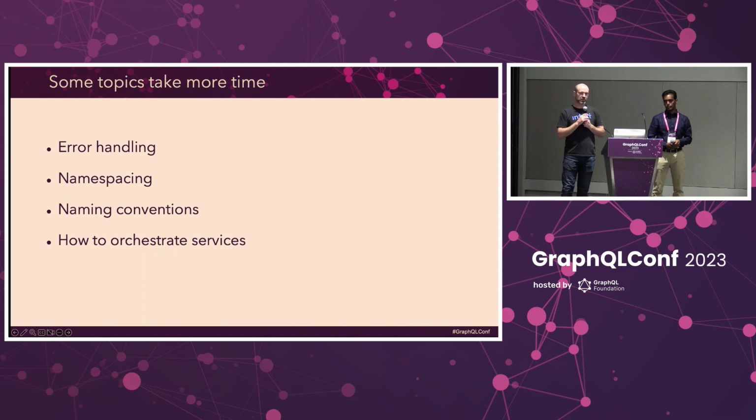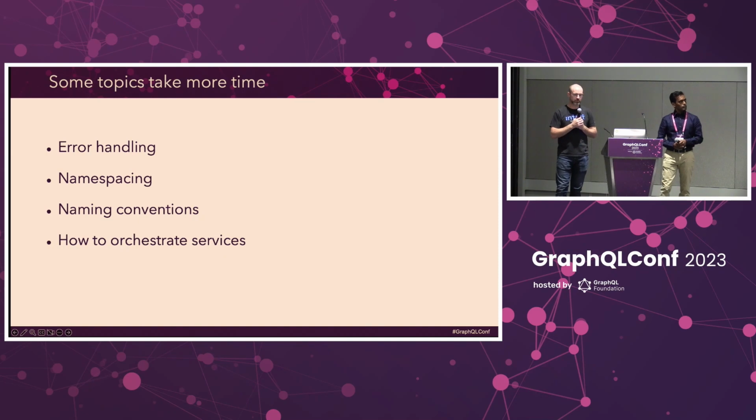Developer-facing errors, on the other hand, we utilize the errors portion of a GraphQL response when there's something that the developer has done wrong in their implementation that they need to know about and fix for their application to keep working. Namespacing, this is a really big deal for us.